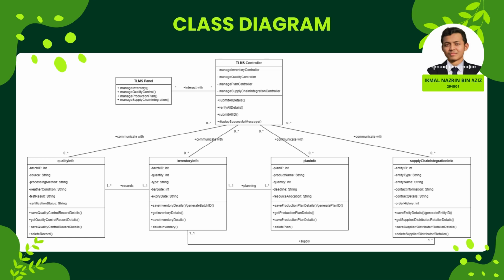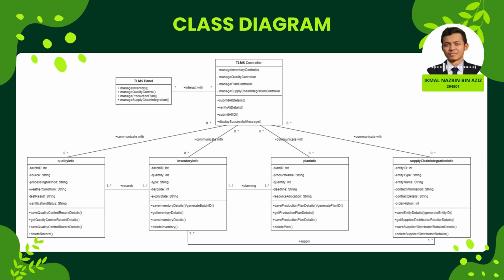Manage Quality Controller. This class is responsible for quality control processes, including recording quality information, verifying details, and saving quality control records. Manage Production Plan Controller. The class manages production planning tasks such as creating production plans, specifying quantities, and generating plan IDs. Manage Supply Chain Integration Controller. This class handles interactions with the supply chain, including managing supplier, distributor, or retailer details, communication, and integration of relevant information.